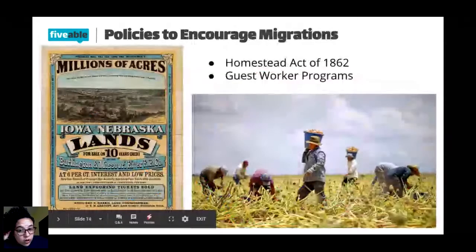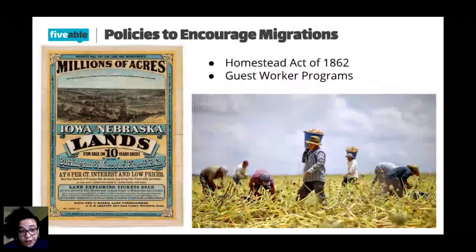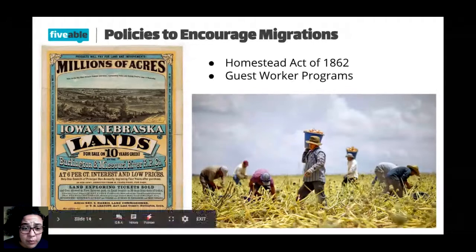Okay, so countries can affect migration in two ways. They can encourage it or discourage it, right? They can put up programs and policies that will encourage people to move to their state, their country, their city, or they can put up policies that ban it or discourage it. Don't come here, right? So some examples of policies to encourage migration would be the Homestead Act. This is in 1862. It's literally, if you move to this land, we'll give you the land for free if you will build on it for a certain amount of years. I think it was 5 years. So a lot of people moved.